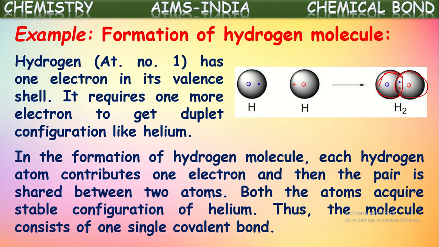Thus, the molecule consists of one single covalent bond, because here the force of attraction is created because of the sharing of one pair of electrons between these two hydrogens. Thus, the bond formed is called a single covalent bond or just a covalent bond. Covalent bond means the chemical bond formed by the mutual sharing of electrons between the atoms.